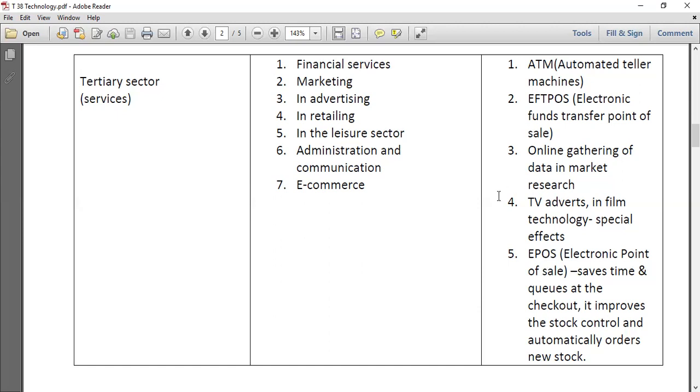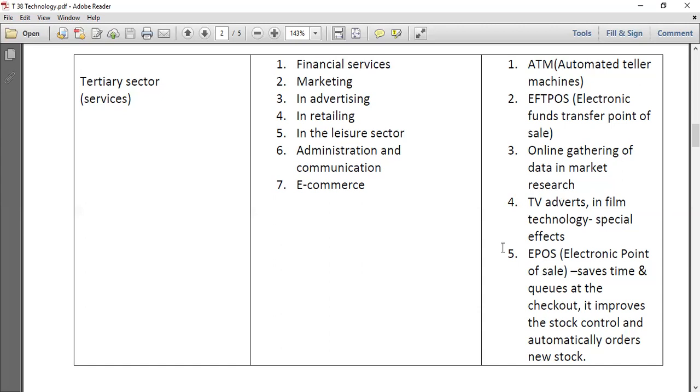TV advertisements and film, right? They're using technology for special effects. Sometimes they use technology especially for 3D movies. You can see the recent movies that came from Disney, Marvel, DC. These are especially superhero movies. You can see they're using special effects by using the technology.